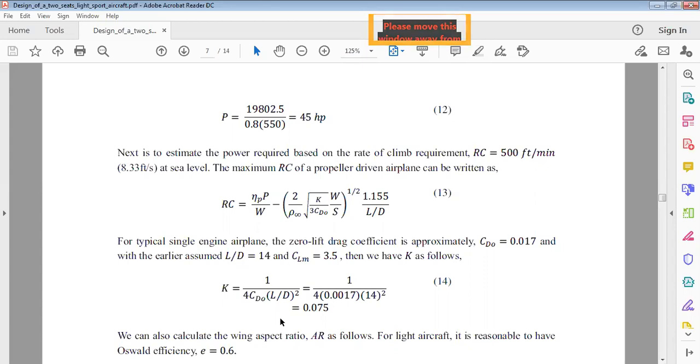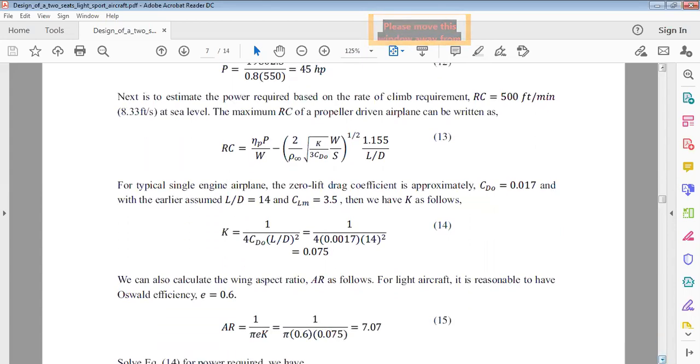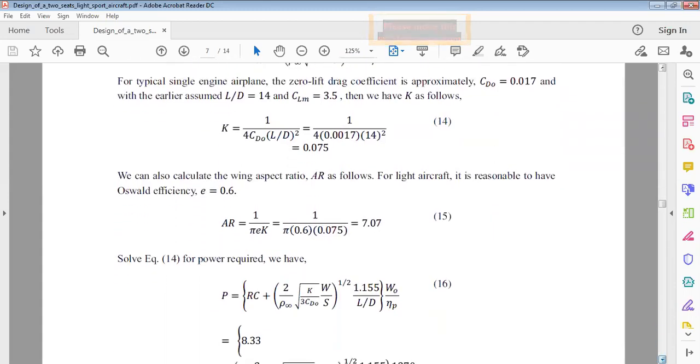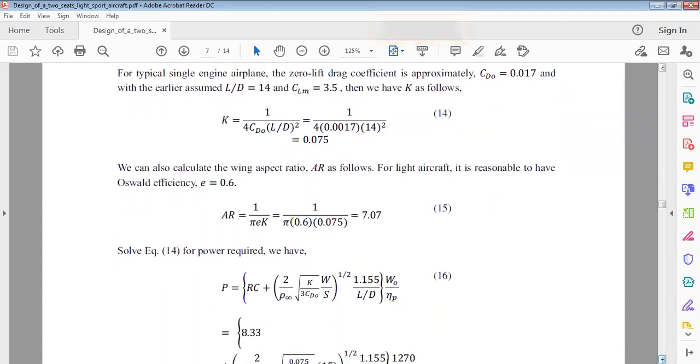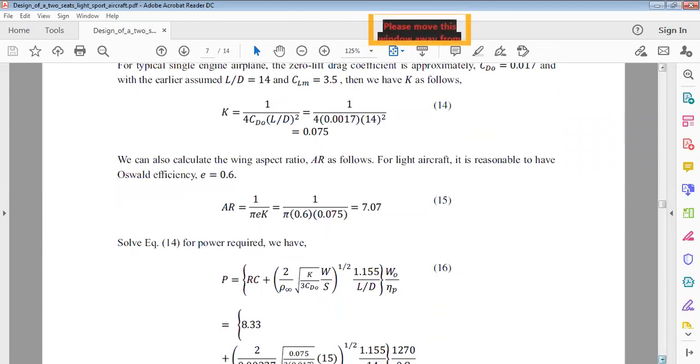Okay, so what is the formula we are going to take up? In this we have the Oswald efficiency, 0.6 AR, as follows. For light aircraft, it is reasonable to have K about 1 by pi e AR. So now accordingly we can see that.